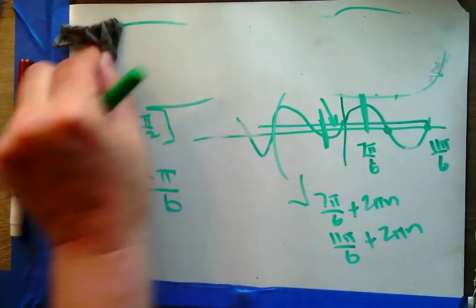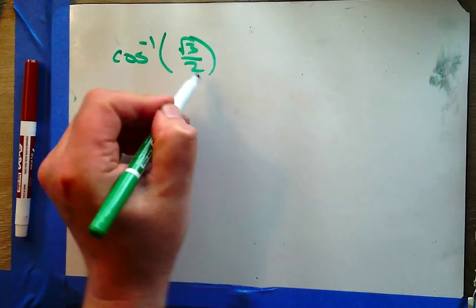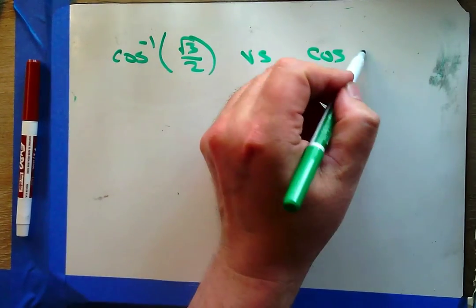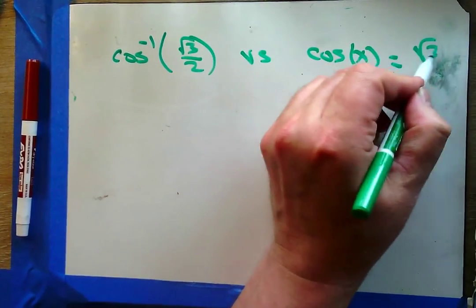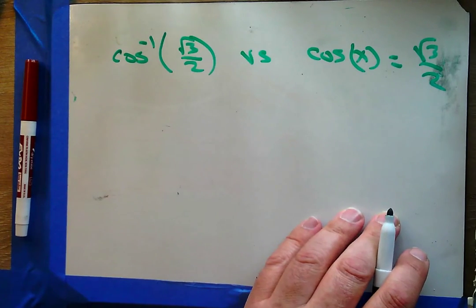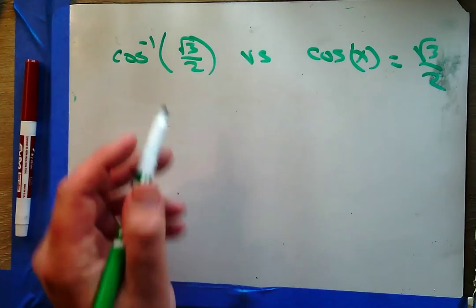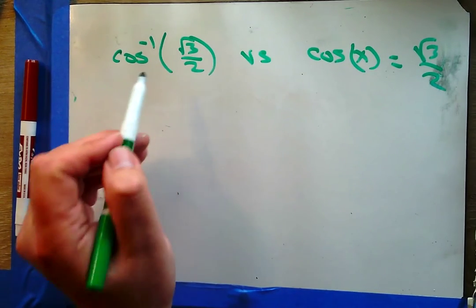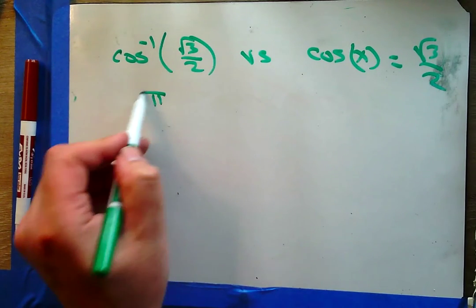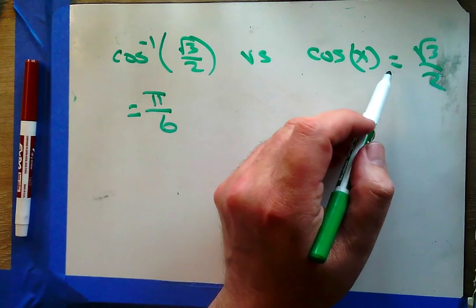Why don't we practice one more of those and see if you feel a little more comfortable with it. How about cosine inverse of root 3 over 2 versus cosine x equals root 3 over 2? Try that one. Right, so we know this one has only one solution, and that solution is pi over 6. But this has an infinite number of solutions.